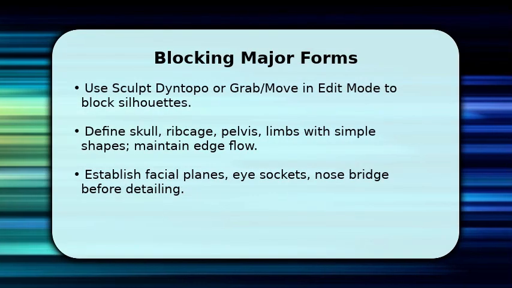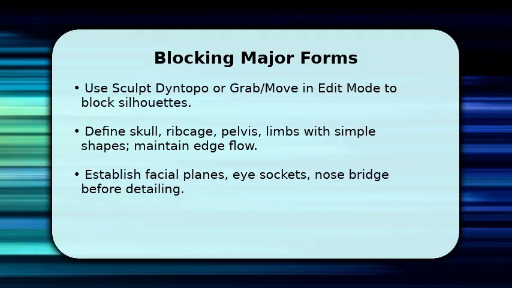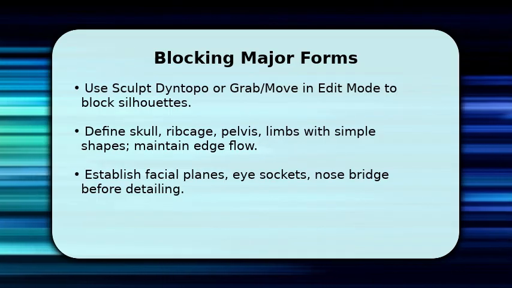Now you block primary volumes to read the person from a distance. Shape tells identity faster than detail. Switch between edit mode for topology adjustments and sculpt in topo for organic pulls, using the grab and clay strips to push mass quickly. Make sure to keep clean edge loops around joints for animation later.